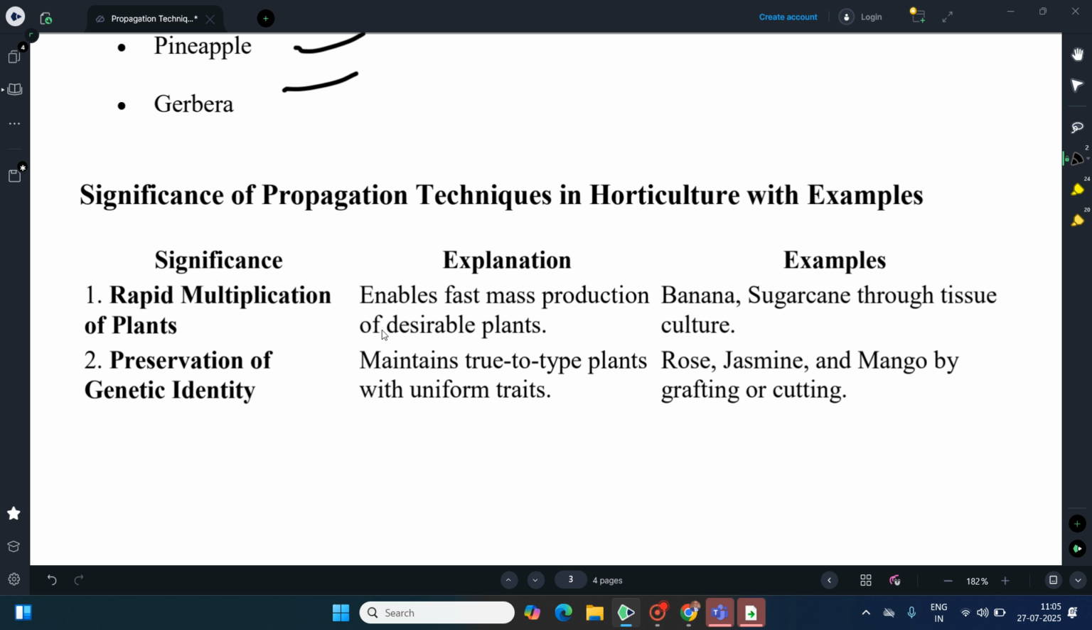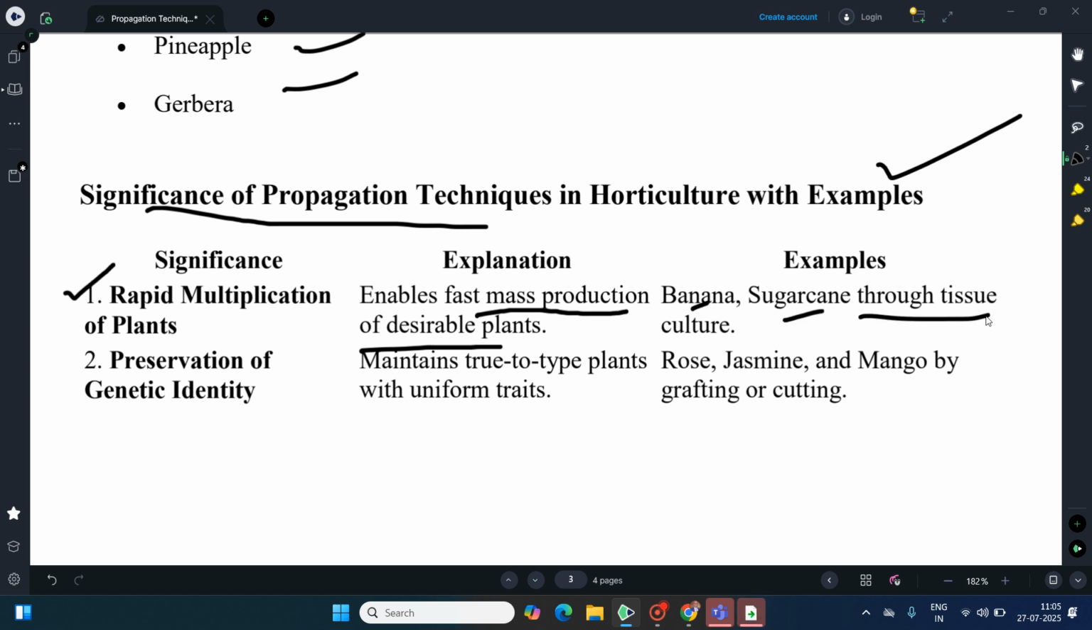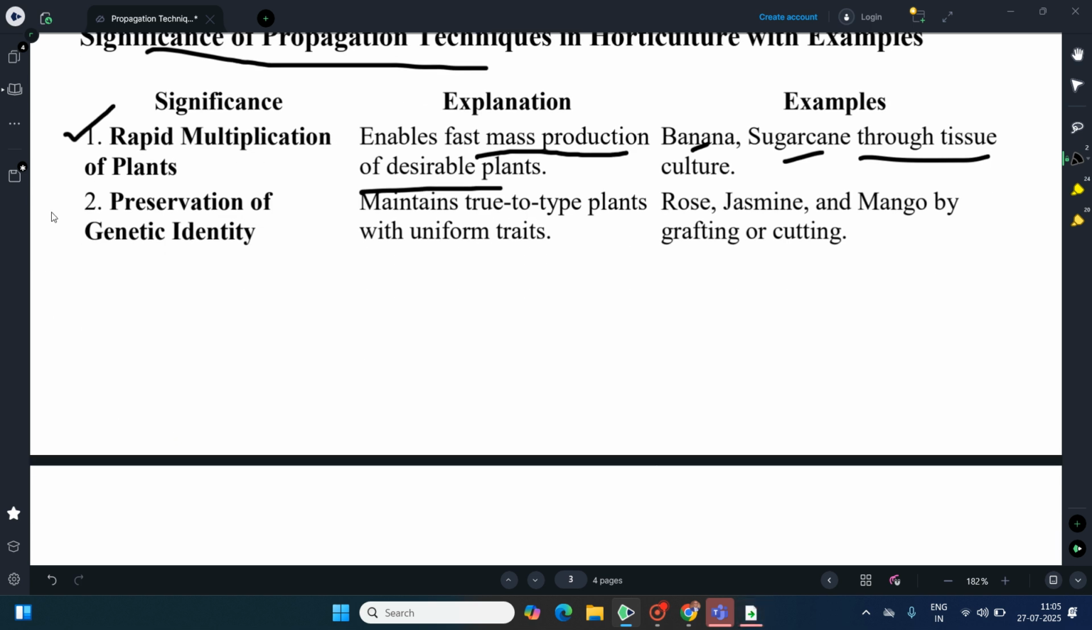We can discuss now the significance of propagation techniques in horticulture crops along with some examples. The first significance is rapid multiplication of plants. It enables fast mass production of desirable plants. Example, banana and sugarcane through tissue culture. The second one is preservation of genetic purity. It maintains true to type plants with uniform characteristics. Examples rose, jasmine, mango by grafting or cutting.